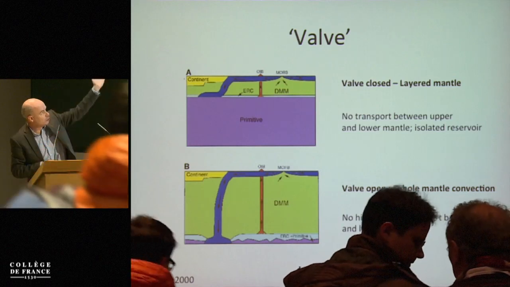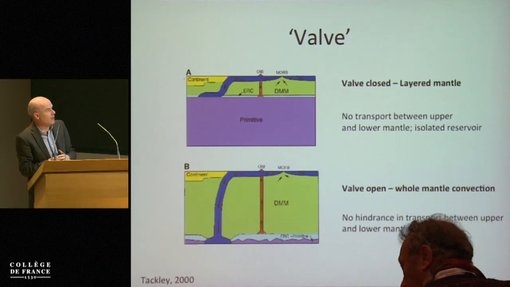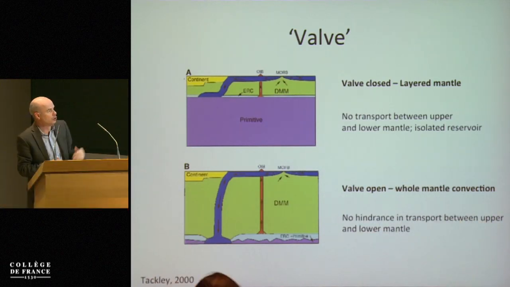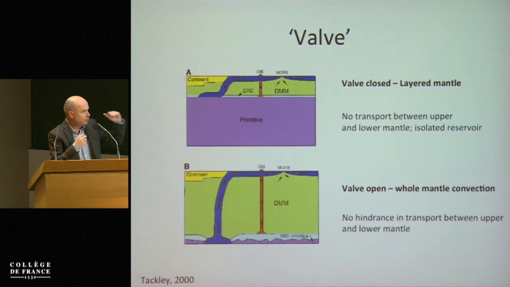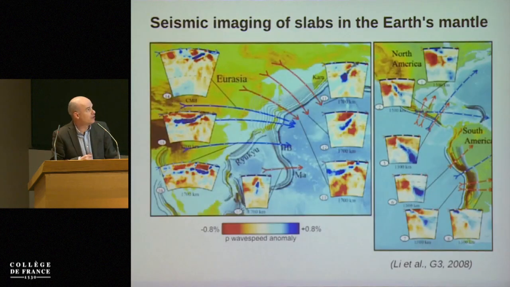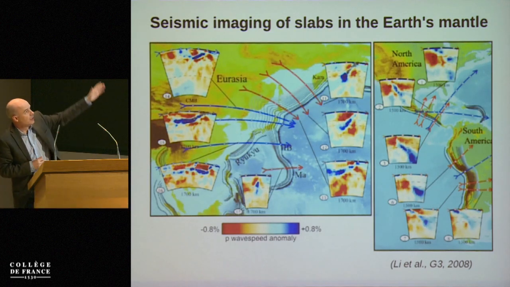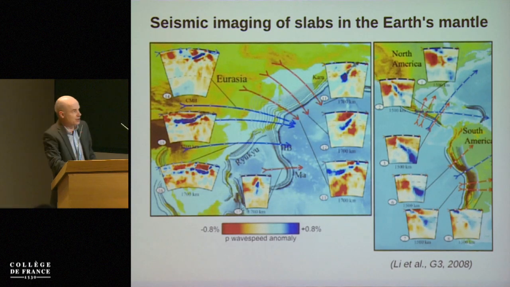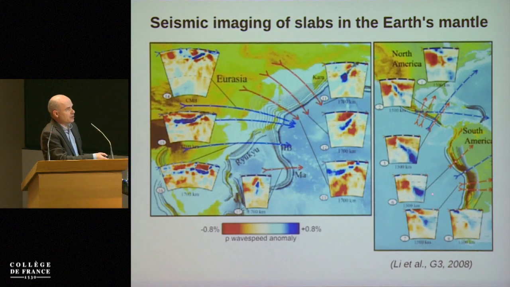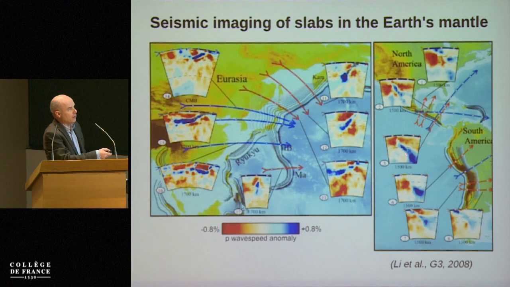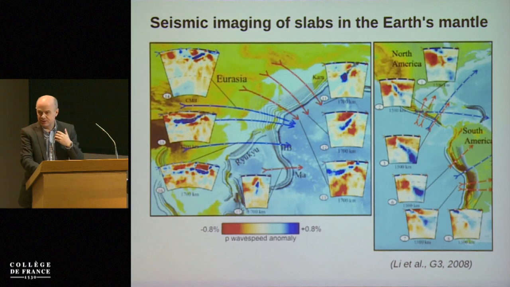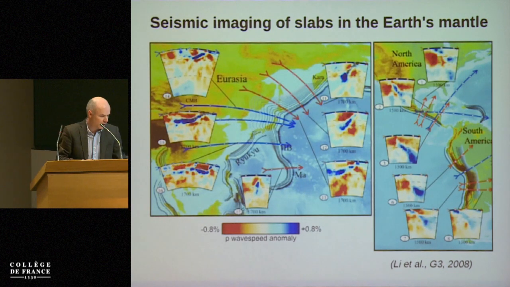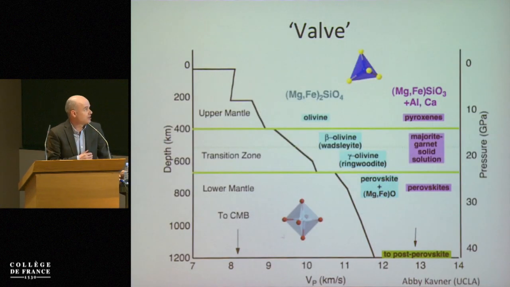The valve could be totally closed, which would be a totally layered mantle. The valve could be totally open, which would be whole mantle convection with no hindrance at that boundary. But clearly we have subduction pictures, over many generations now, showing us in some cases slabs passing through that boundary very cleanly, but in other regions the slabs are stagnating. So maybe there is something going on in this region, and can we understand it?